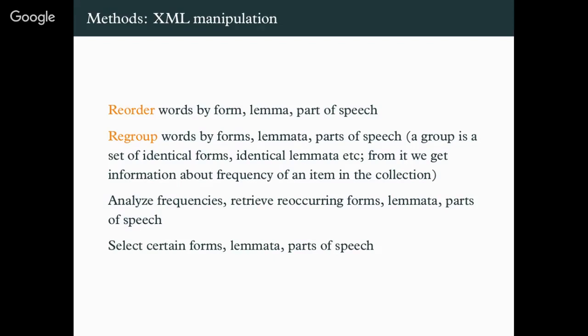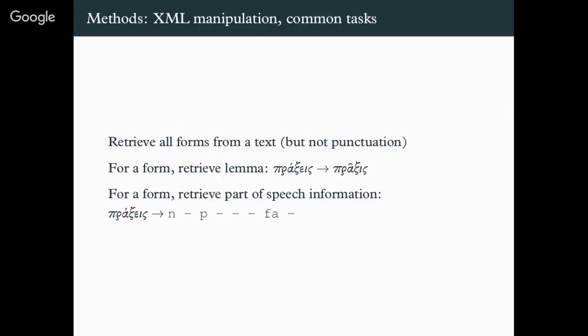Which forms are frequent? Which lemmata are frequent? This is not always the same, of course. And which parts of speech, for example, are there more nouns or more verbs or more conjunctions and so on. And finally, what we also want to do with XML is to get just some forms, just some lemmata, just some parts of speech. This is what is called selecting in computer language.